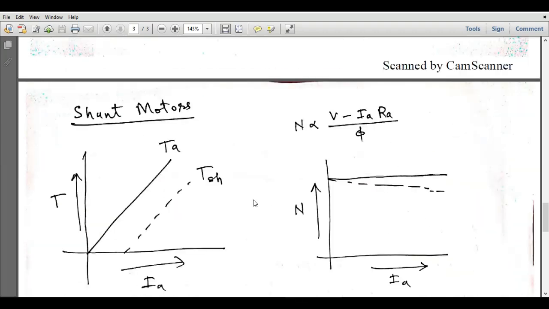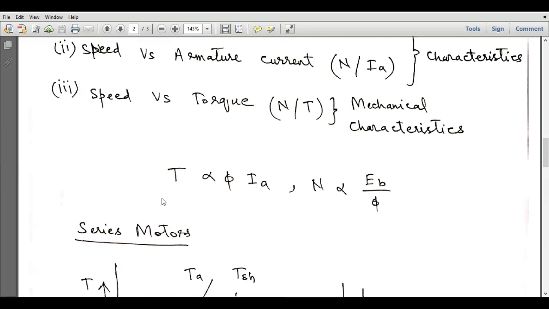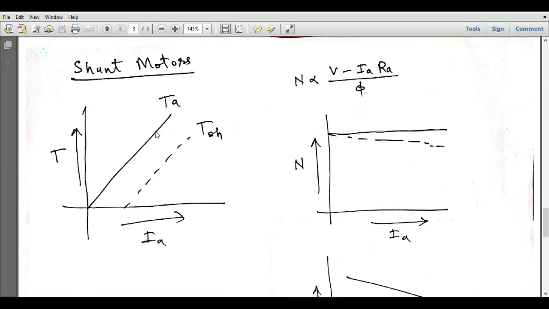Now I will discuss the characteristic of the DC shunt motor. In a DC shunt motor, the field winding and armature winding are connected in parallel, and the field winding is separate and the armature winding is separate, and different currents are flowing through these two windings. So armature current doesn't depend on field current, and in that case, if we plot a curve between torque and Ia, that will be a straight line because torque is proportional to Ia. So we will get a straight line over here, and that is the armature torque.